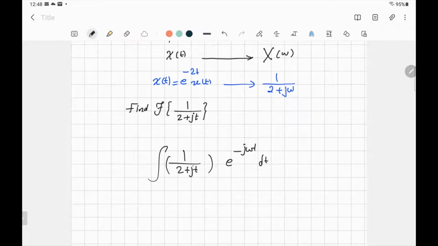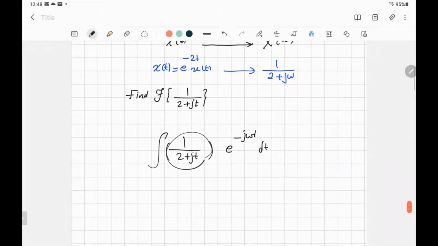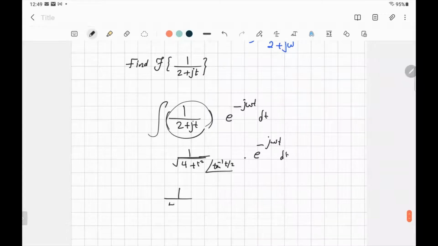So how do you do that? You have to convert this to polar form, magnitude and angle. So it will be 1 over the square root of 4 plus t squared, and the angle will be tan inverse of t over 2, times e to the minus j omega t dt. You can express it as 1 over square root of 4 plus t squared, e to the power minus j theta, where theta is equal to tan inverse of t over 2, multiplied by e to the minus j omega t dt, and then you integrate. Enjoy your time. I would never like to do that.